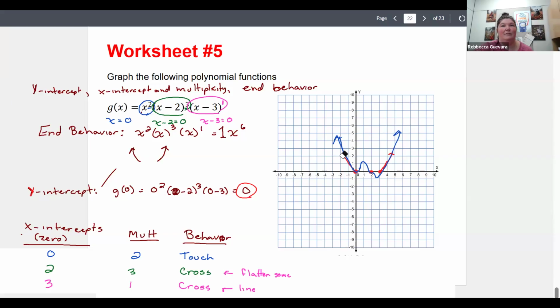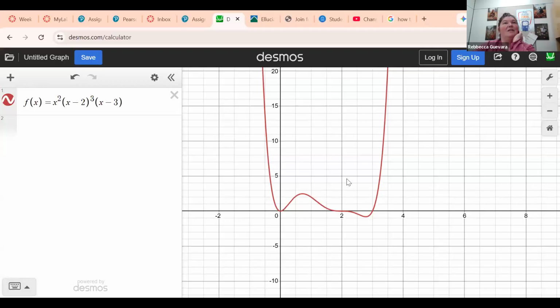Try and get rid of the red. This is vaguely an idea of what that graph would look like. If we were to look at the graph, that's what we see. We come down, we touch here, we turn around, we flattened a little bit at 2, and then we came back and crossed at 3. Like I said, this is vaguely an idea of what that graph should look like. And this had a degree of 6, and we have 1, 2, 3, 4 turning points. So we still have less than 5 turning points.